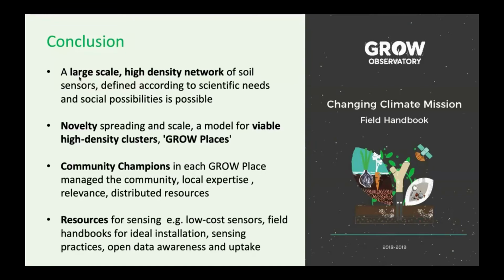So they owned the low-cost sensors in the end. They worked with the field handbooks for the ideal installation and sensing practices, and they became aware of data awareness and uptake and were able to apply that for themselves.